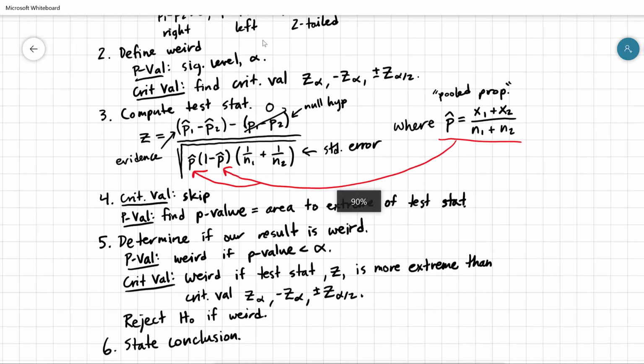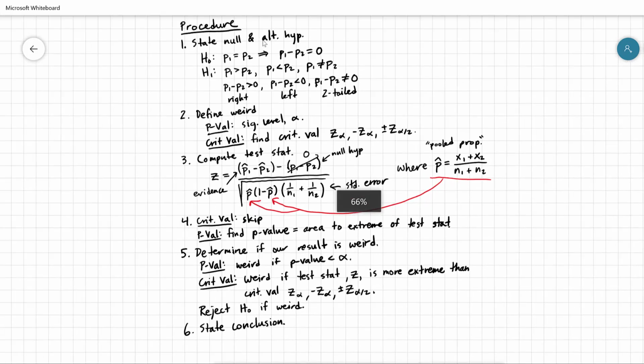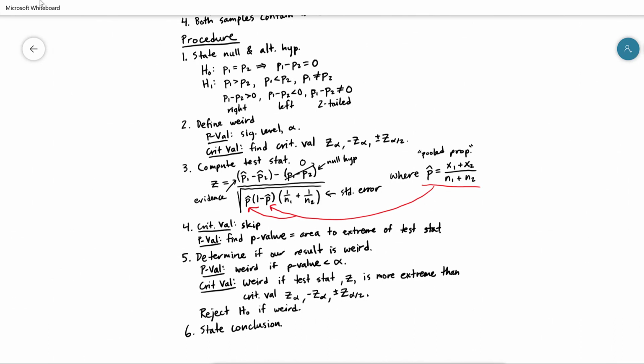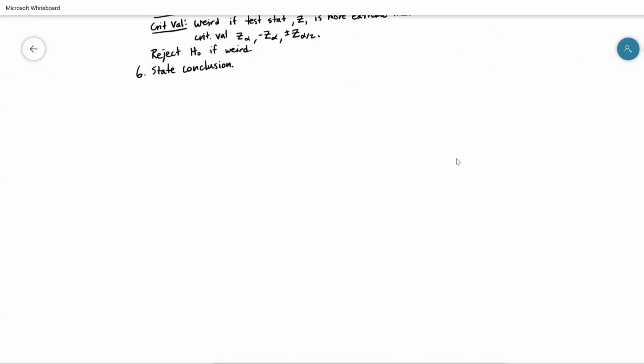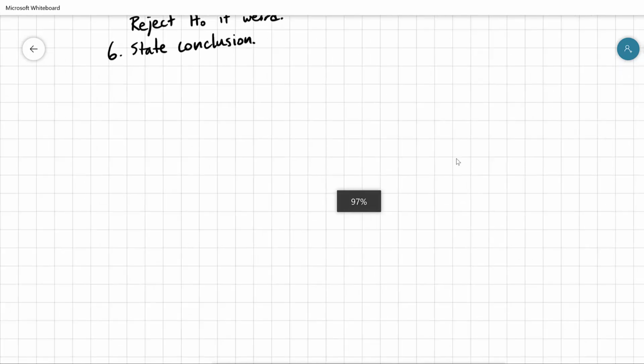Okay, so there are our 6 steps of our procedure. They are the same 6 steps, and really the only major differences come in step 1. We have kind of a different format for the null and alternate hypothesis that involve 2 different values, p1 and p2. And then step 3, the test statistic, is a bigger, uglier formula than the ones that we've seen so far. So let's do an example. We'll do it doing all the steps, and then we will also do it on the calculator. So let me zoom in here and we can do an example.